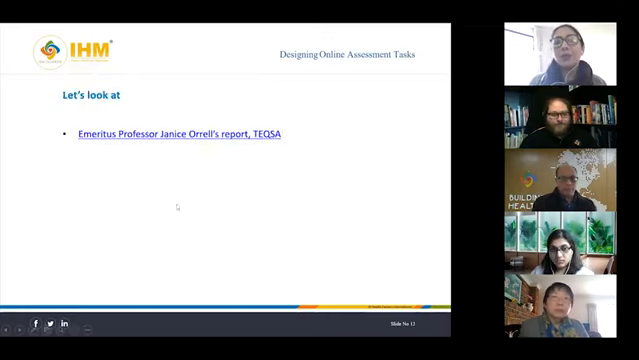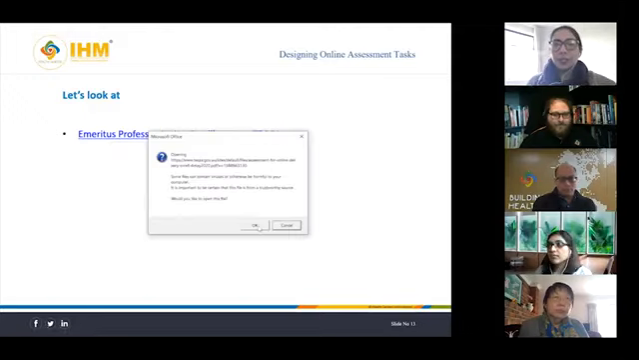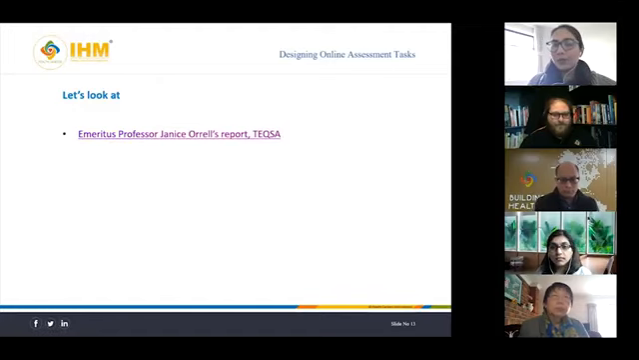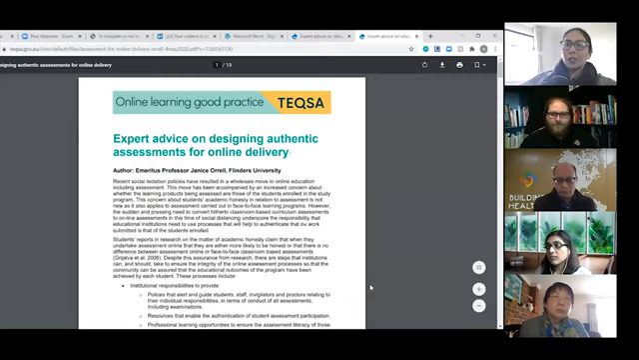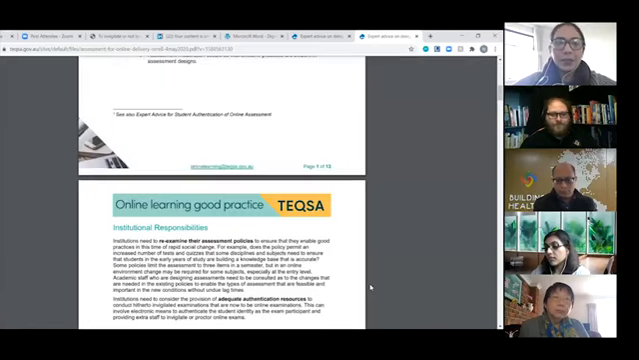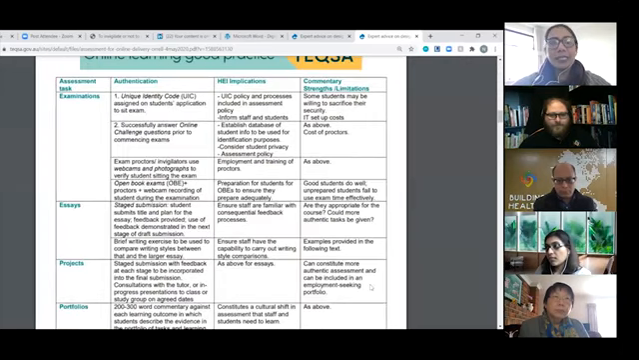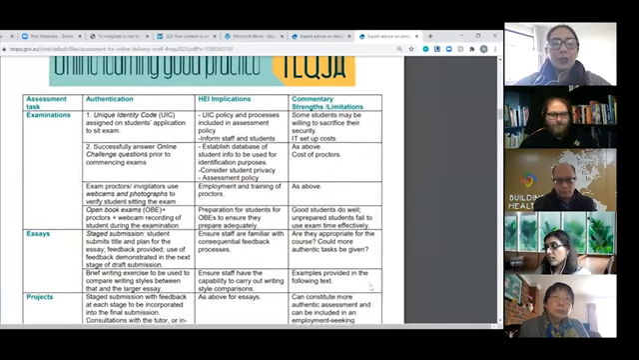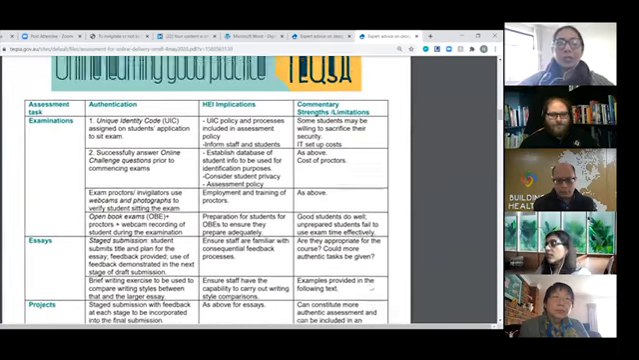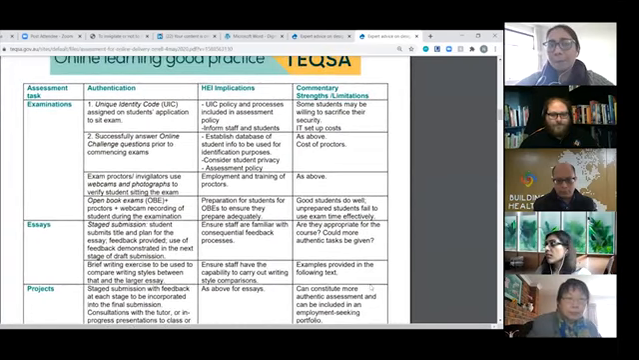Let's look at this report from a professor from Flinders University, submitted to TEQSA, and hopefully this link will work. Okay, I'm sorry, I'm just going to have to do a new share. And here in this particular document, we are just looking at a table that gives us a brief of how individual tasks can be monitored and how different people have different responsibilities around that. Okay, so I believe you can all see my screen. I'm sharing a TEQSA document here. Yes. Beautiful, thank you for confirming.